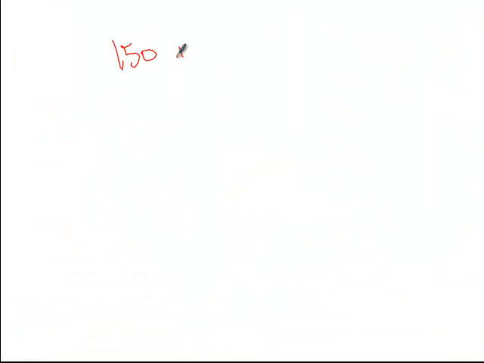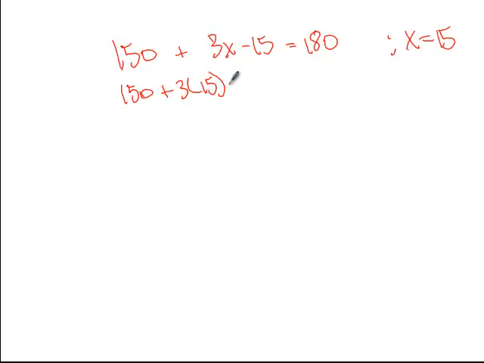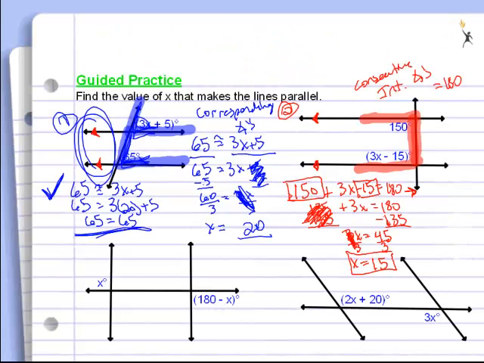150 plus 3x minus 15 equals 180, and we solved x to be 15. And if I solved it correctly, if x equals 15 here, and these two angles, we had angle 1 and angle 2, if those two angles equal 180, then I will have proven that these two lines are parallel.